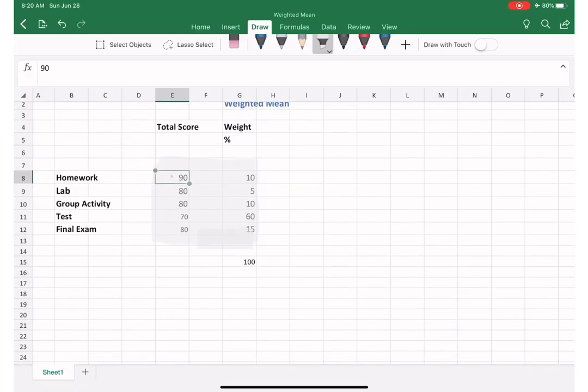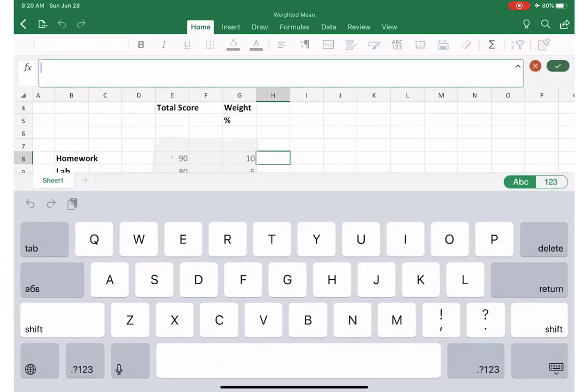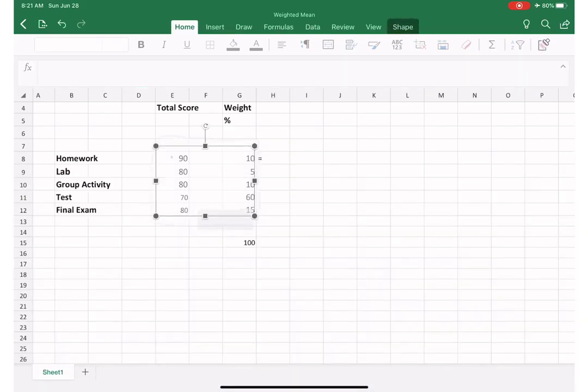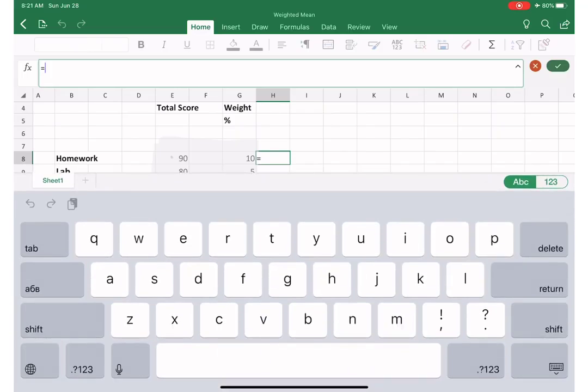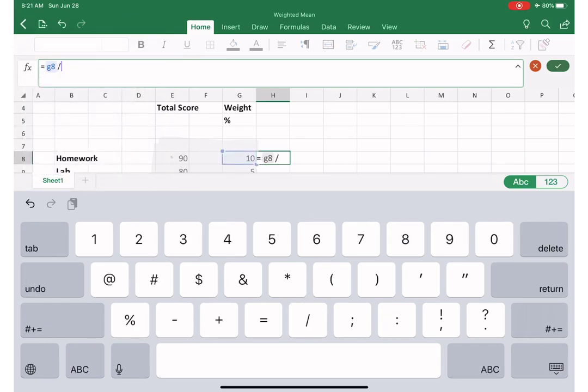Next step, what we are going to do, we need to calculate decimal notation of this weight that we have, because we never operate in the format of percentage. We always convert percentage into decimal notation. So to convert into decimal notation, what do we need to do? We need to divide by 100, right? Say this cell, it is G8, divide by 100.